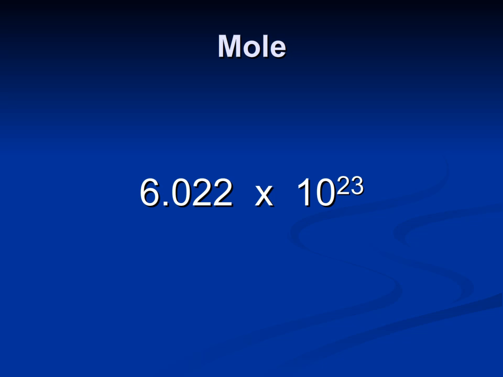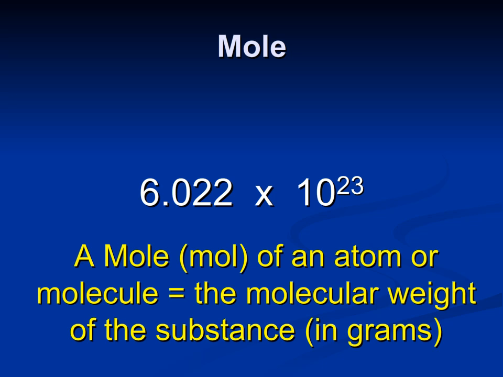That is a really big number, right? Why is this number special? A mole is just a unit of measurement. It is 6.022 times 10 to the 23rd bits of anything. But here's the neat part. If you weigh out the atomic mass of an atom or molecular mass of a molecule in grams, you will have 1 mole of that substance. Need an example? Okay.